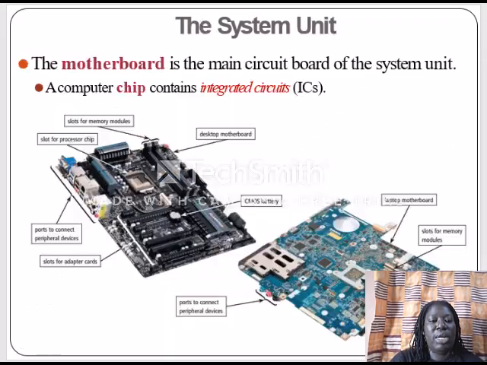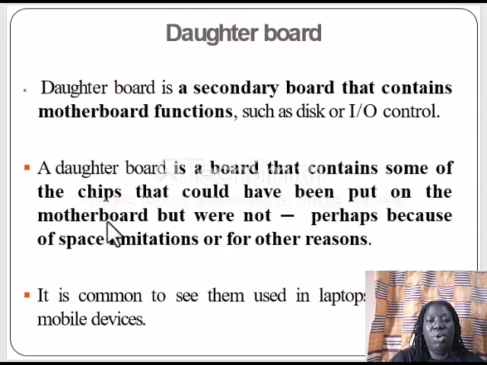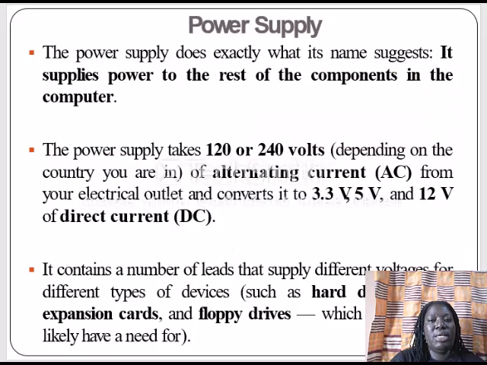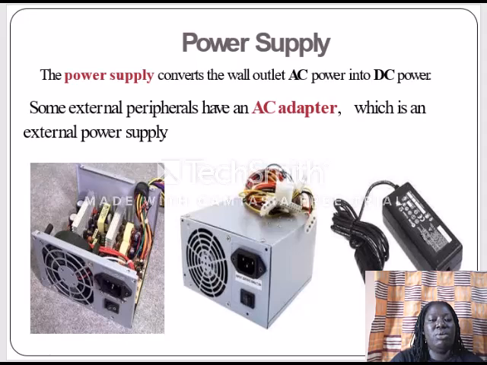Then we went on to look at the motherboard, how it also looks like and how the integrated circuit is. Then we went on to the daughter board, which is when some of the chips are not able to be put on the motherboard, they are then put on the system daughter board. So we looked at the pictures, we looked at the power supply, what it does, and the volts, the volt that is supplied to each country, and how the power supply looks like.